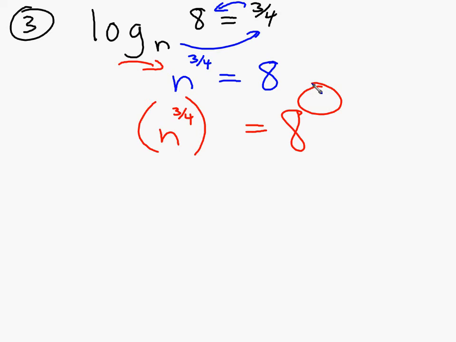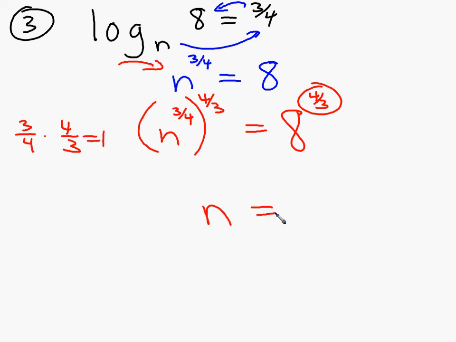Now remember, a power to a power, you multiply. So don't I really want n to the first power? I mean, we never write the 1, but we want n to the first power. So wouldn't it make sense if I raised this to the 4/3 power? Just the reciprocal power. And that means I'd also have to raise that side to the 4/3 power. And look what I get. 3/4 times 4/3, those are multiplicative inverses, that's 1.